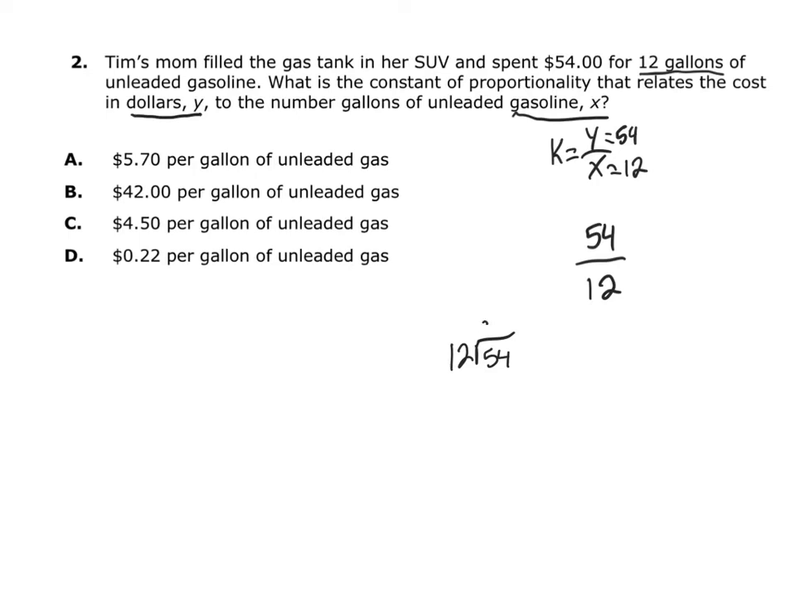12 goes into 5 0 times. 12 goes into 54 4 times. That's 48. Now we can subtract, and we get 6 left over. Now we have a decimal here, so we have to bring that decimal straight up. We can add a 0 to continue with the problem. 12 goes into 60 5 times to get 4.5, or in money terms, $4.50. C.